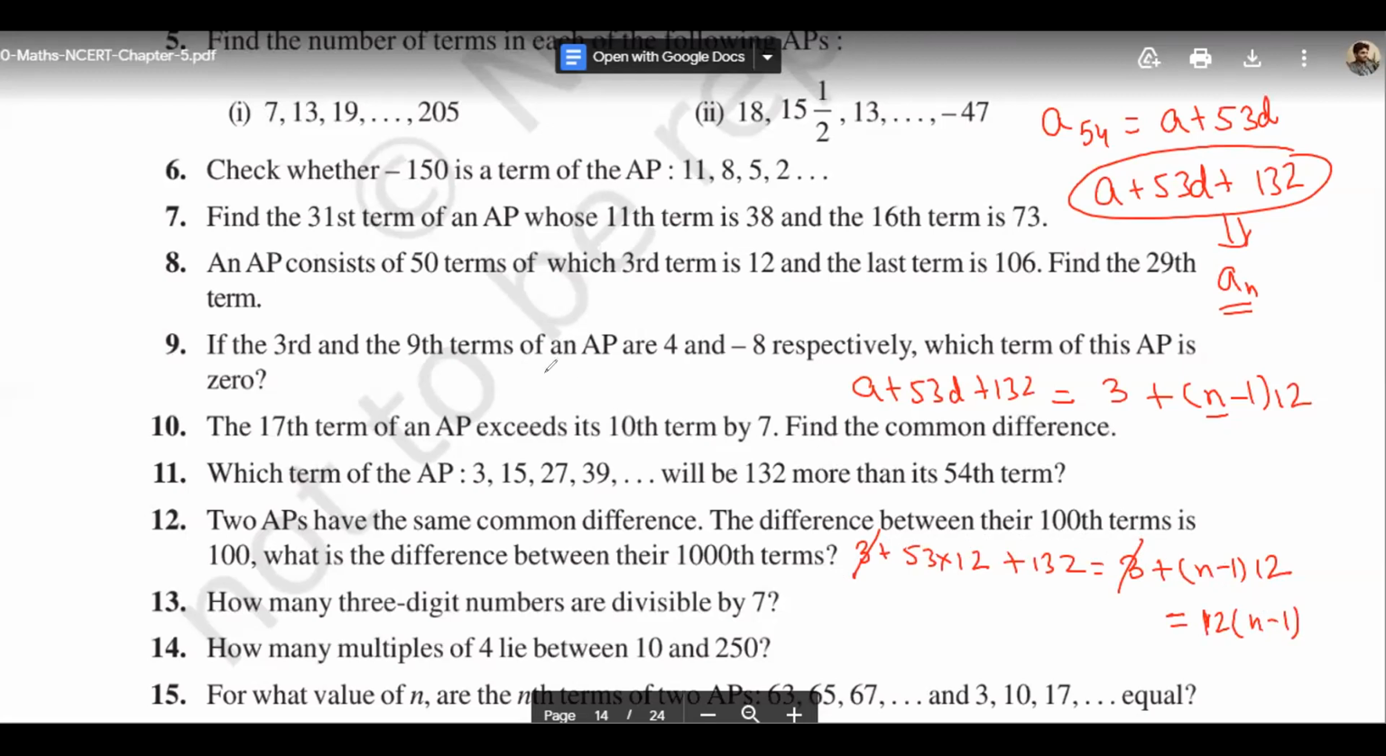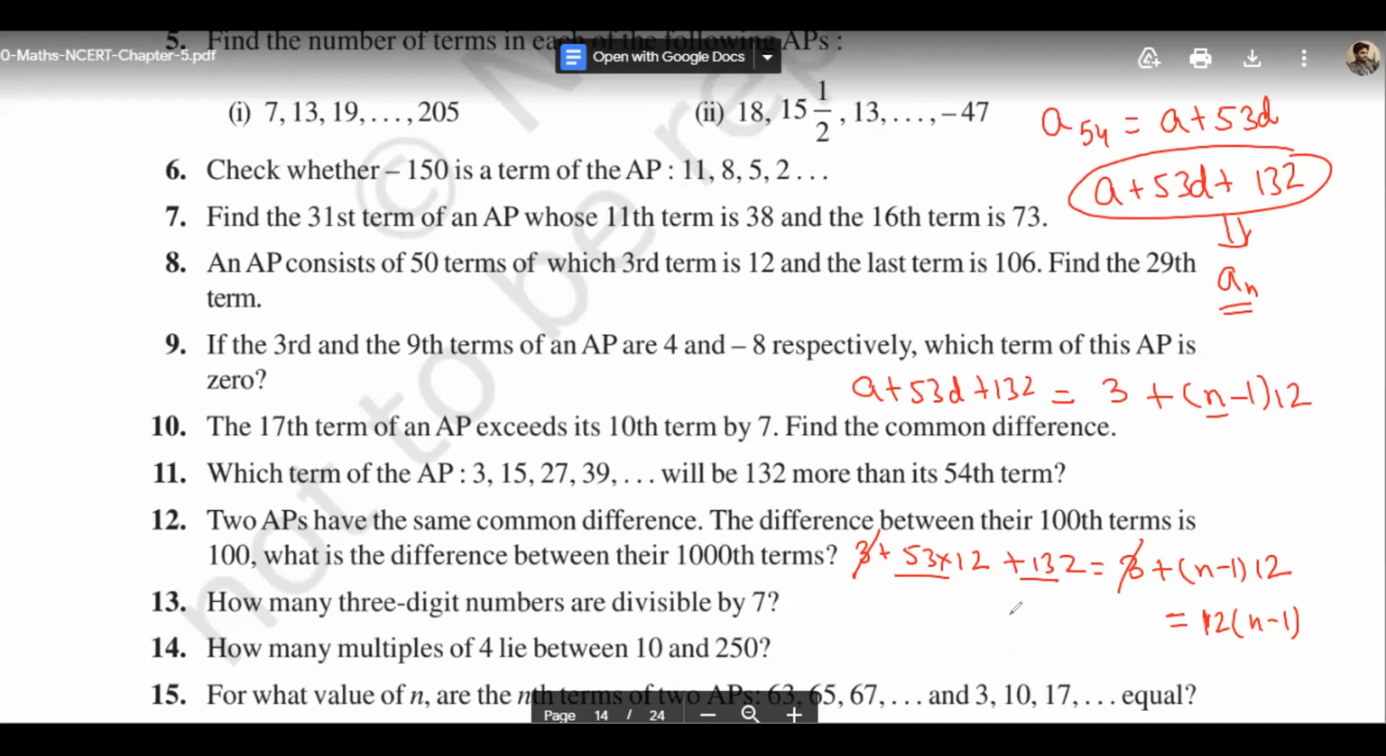So either you can take 12 common from these two terms. When you divide by 12, you will get 12 ones and 12 ones, 11 times. Okay, so take the 12 common from these two terms. So you will get 12 as common, and you will get 53 plus 11. And this 12 and this 12 are in division.